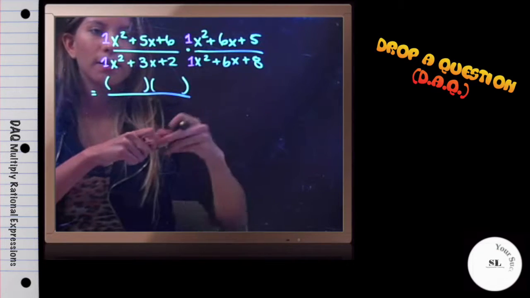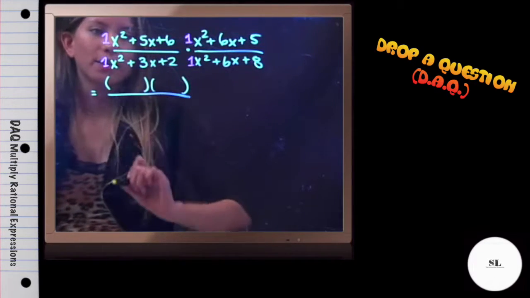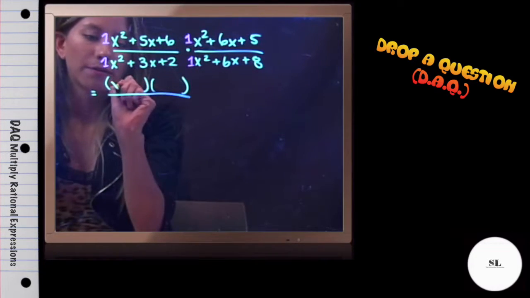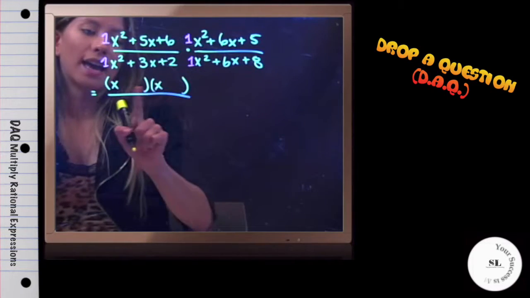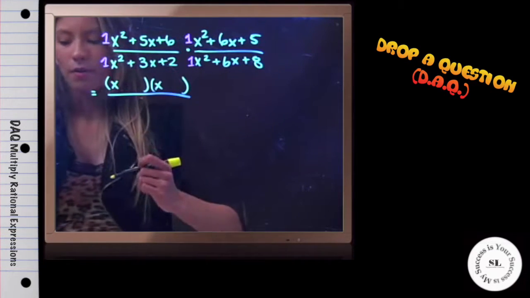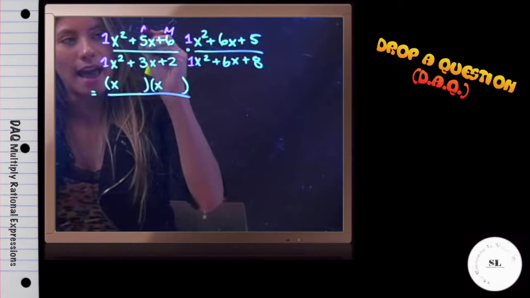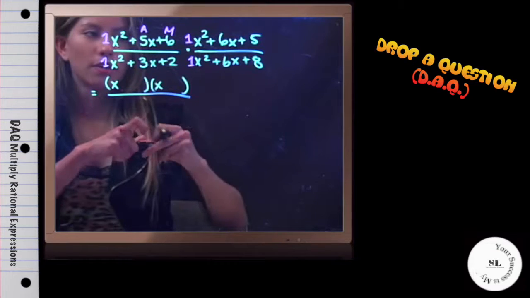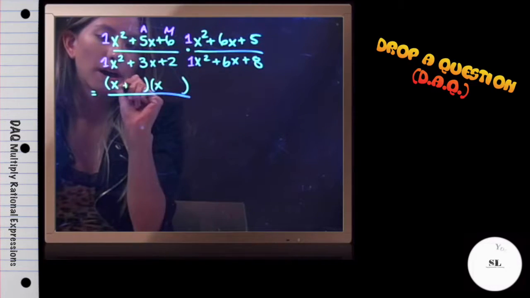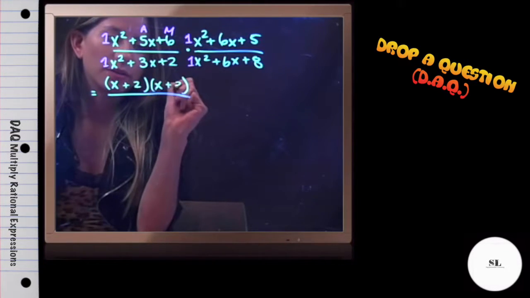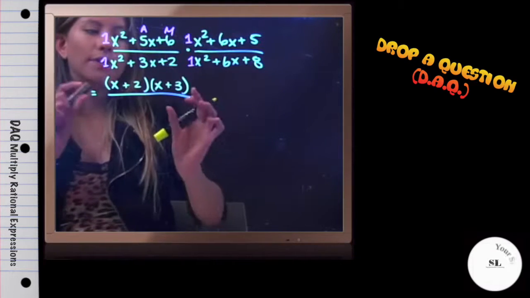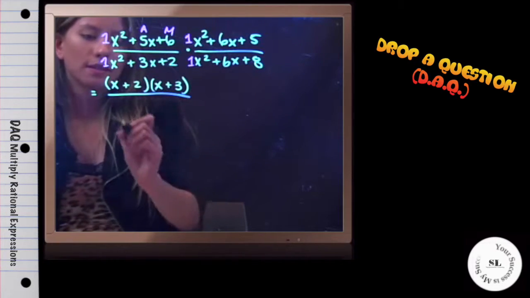Anything multiplied by 1 is just x squared itself, which means that our first terms for our two groups will be x and x. And now I'm looking for two factors that multiply to 6 and add up to 5, which are going to be 2 and 3, both positive, plus 2 plus 3. And that's how we're going to factor all of these.